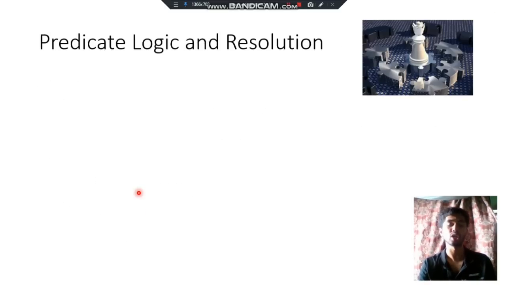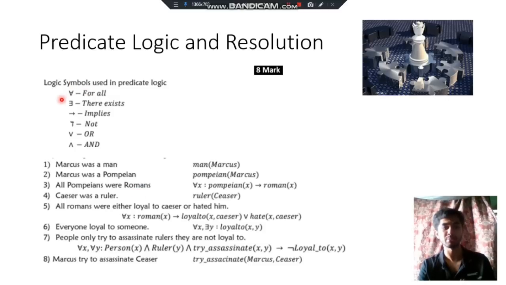Moving on, we have predicate logic and resolution. In predicate logic, these are the symbols you need to keep in mind. They can ask you a direct question like this, and you have to convert them into clauses. That itself can be of 8 marks. And this is for all, there exists, implies, not, or, and. Here are the three types of conversions you have to do.